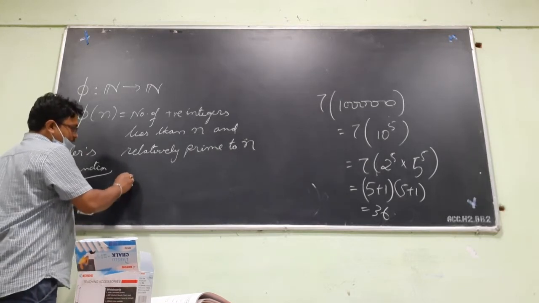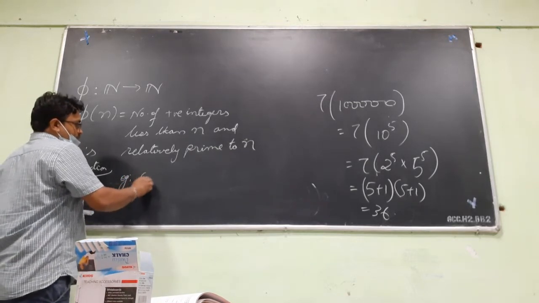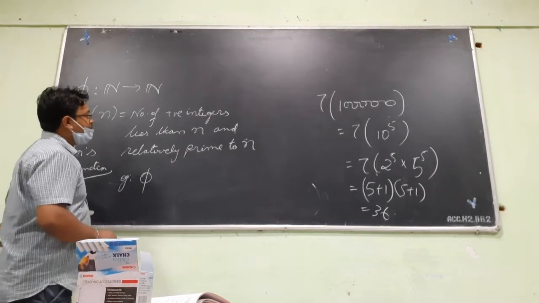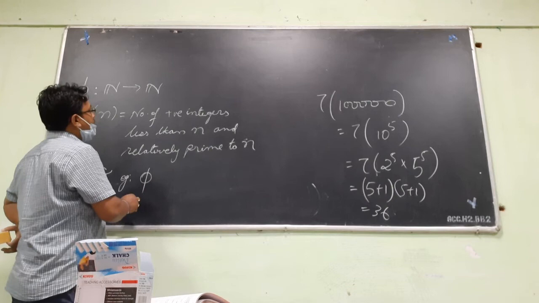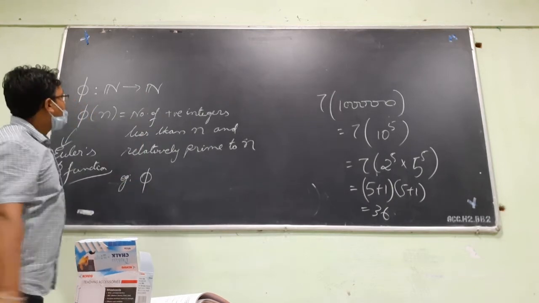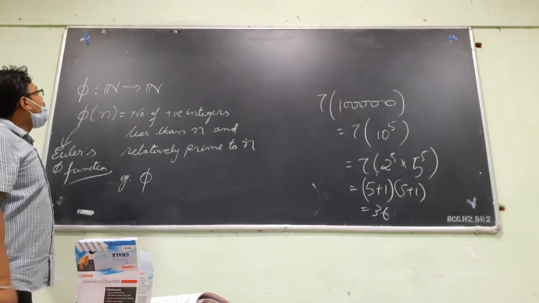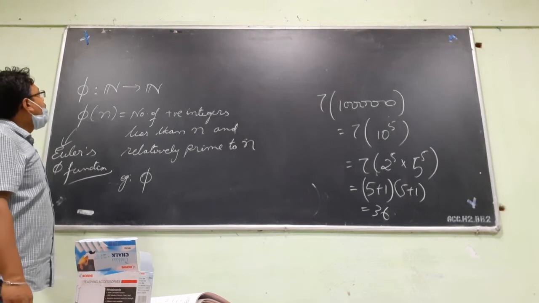So for example, what is this? Less than n and relatively prime. Oh, okay. This has to be what?